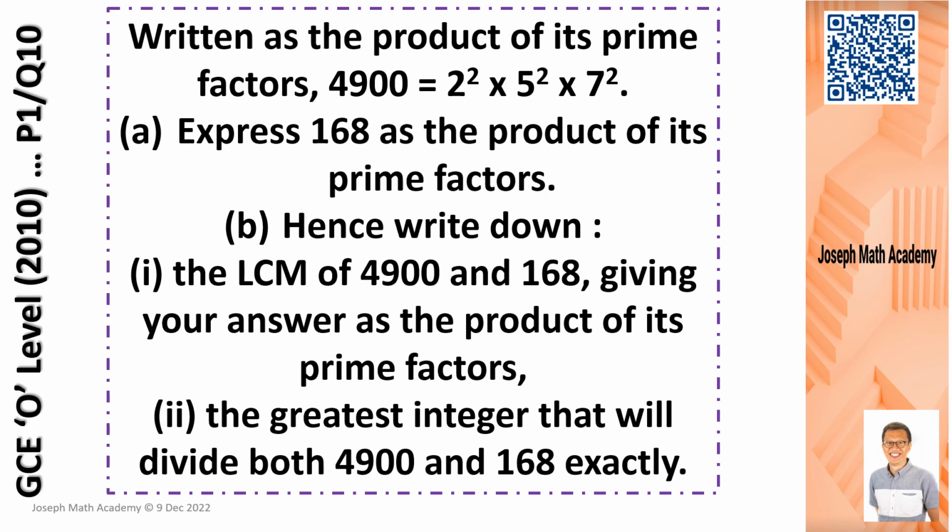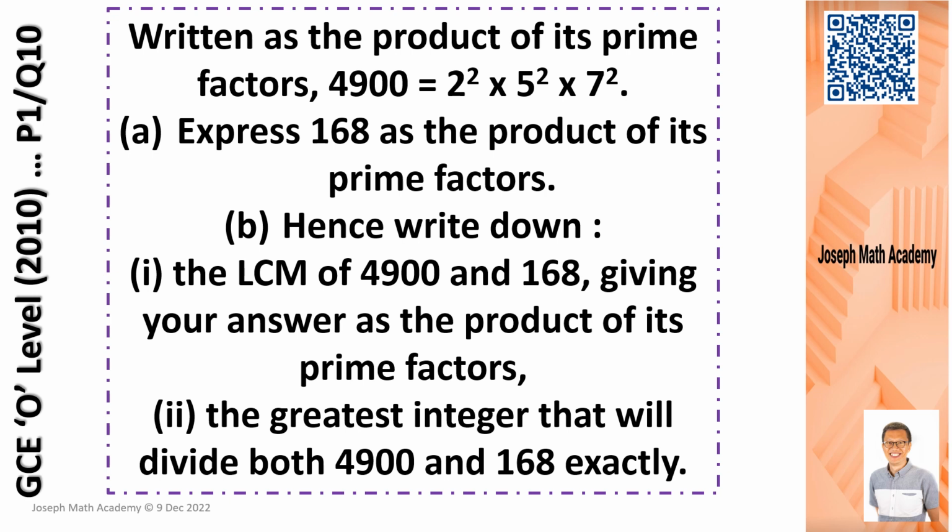That means 4,900 is equal to 2 to the power of 2 times 5 to the power of 2 times 7 to the power of 2, written in index notation. Now, they are asking us to express 168 as the product of its prime factors. I believe we have to use index notation the same way. That's for part A. Then for part B, right?